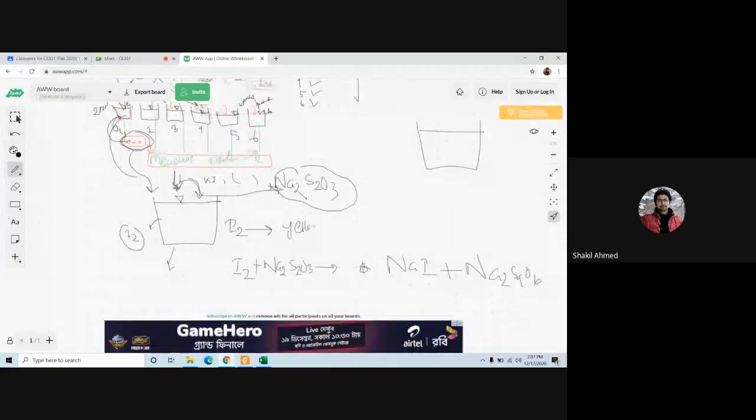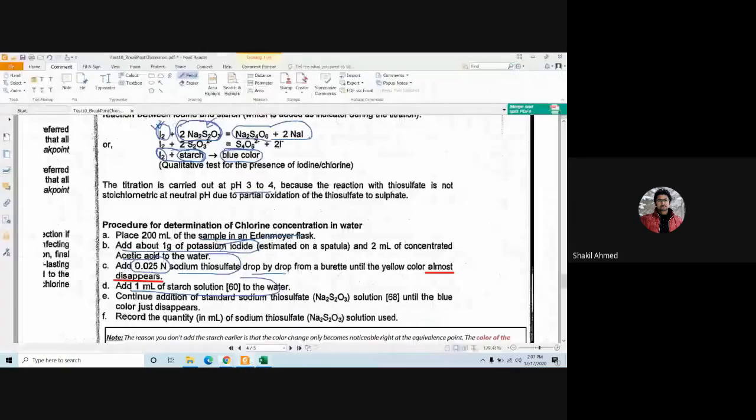Now you continue addition of sodium thiosulfate. What happens? Even the small amount of iodine which was present now will be converted to sodium iodide. Is there any iodine at this point? No. All are gone. Therefore, this complex will break down and blue color will disappear. Am I right? Yes, sir. Okay. That means that's the end point. That's the end point. Is it clear?